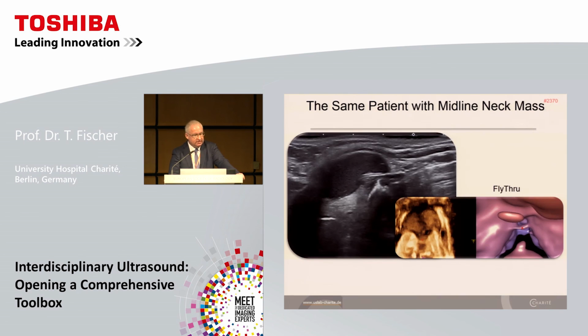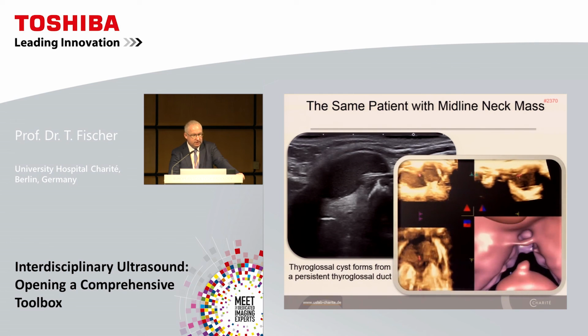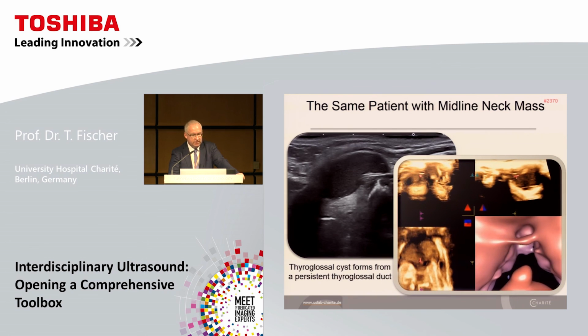This is the same lady, and she also has a midline neck mass. And of course, this was a horrible situation. So 2 points at the same day, and I'm using fly-through for this lady, especially to explain everything is okay, because this is a thyroglossal cyst, formed from a persistent thyroglossal duct, very special. But if you use fly-through, you feel like a surgeon. You can fly through the special duct here. And of course, I can tell the lady everything is okay. This is a benign lesion, so not a big problem.